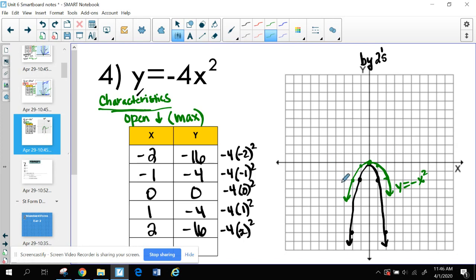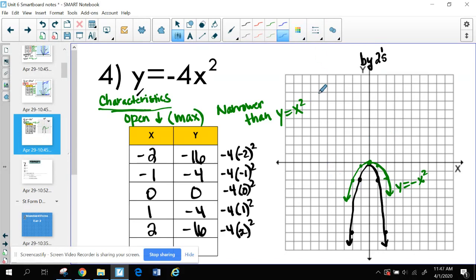And now we can talk about how it is stretched according to this one. And so now we would also say that it's going to be narrower. And instead of the negative, we just leave it as y equals x squared, because the negative just means that it flipped upside down.